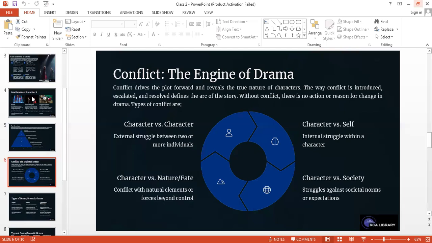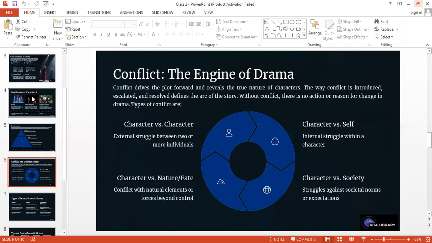Talking about character versus character, this is known as the external struggle between two or more individuals. It's a conflict between two or more individuals, which is external. Character versus self is the internal struggle within a character. So it's an internal struggle springing forth within a character. It is not an external one.